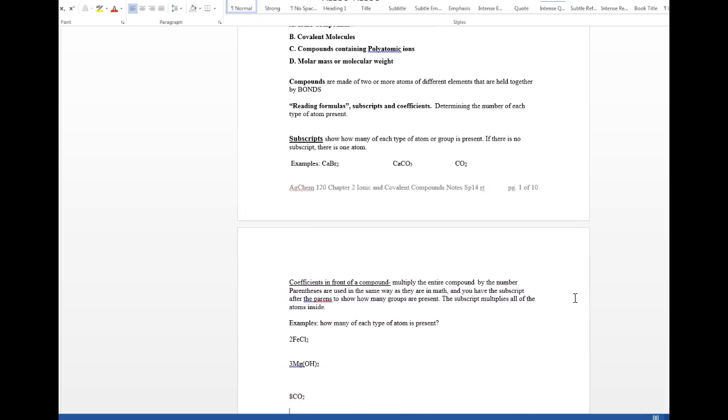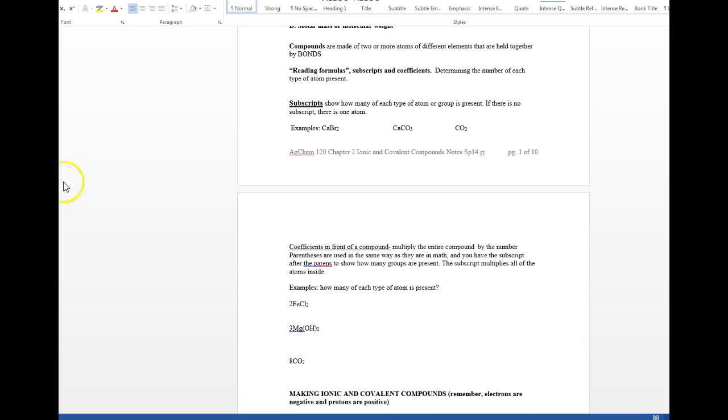Coefficients are always in front of a compound, like we would see here, 2 FeCl2. They don't put parentheses around it, but that's how it's read: 2 of this whole molecule. 3 of this whole magnesium dihydroxide, excuse me, magnesium hydroxide. I read that wrong, I apologize. And 8 carbon dioxide. Even though it doesn't show it, that means 8 of that whole compound.